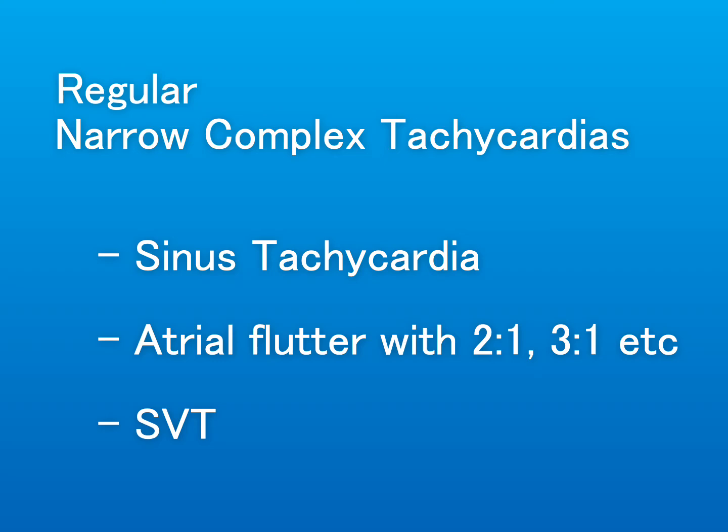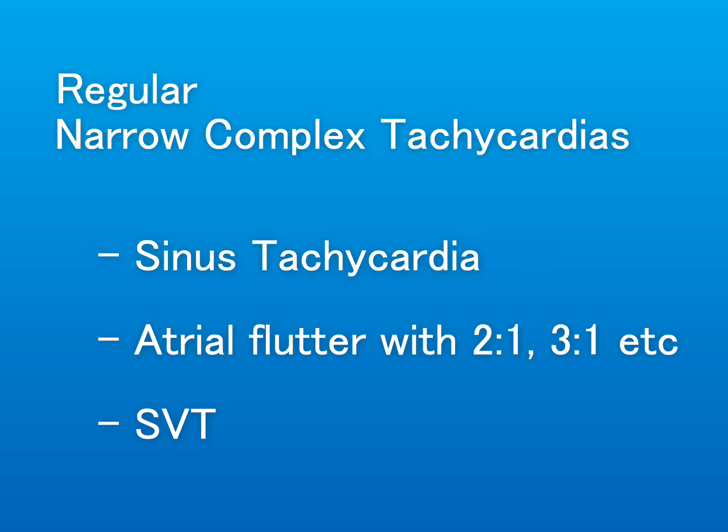So when we're interpreting the narrow complex tachycardia, one of the first things that we want to think about is the rhythm regular or irregular? First off, if we've identified that it is a narrow complex tachycardia and it's a regular rhythm, we're going to think about some of the more common rhythms that can cause this. So number one is sinus tachycardia.